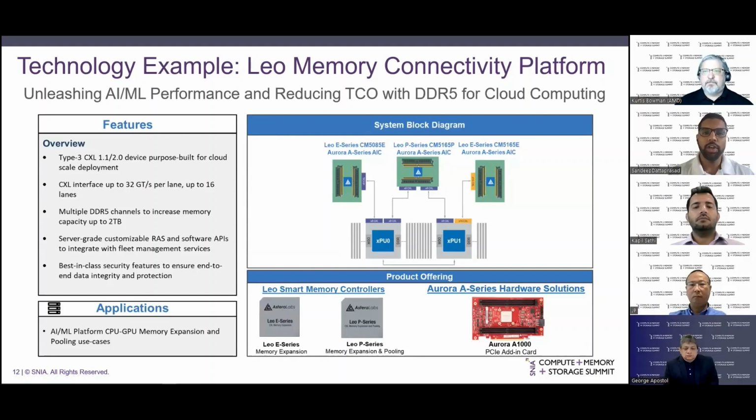What you see here is Astera Labs' Leo memory connectivity platform, which is a type 3 CXL 1.1 and 2.0 memory controller. And that is purpose-built to address memory capacity and bandwidth bottlenecks for AI, ML workloads that the cloud servers depend on. As you can see from the system block diagram, it supports memory expansion as well as memory pooling and sharing for heterogeneous architectures with multiple CPU and GPU topologies.